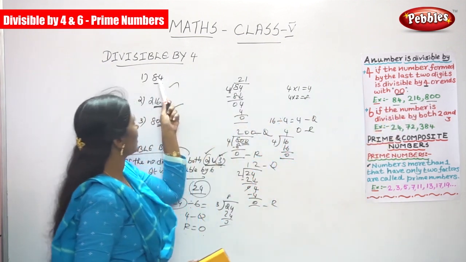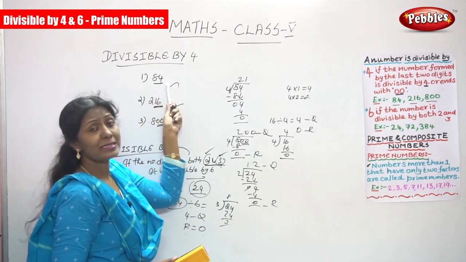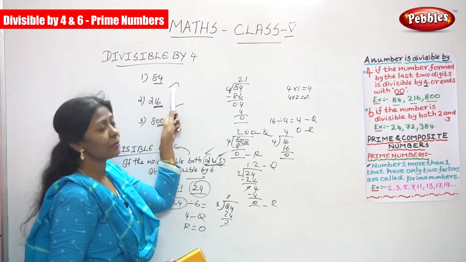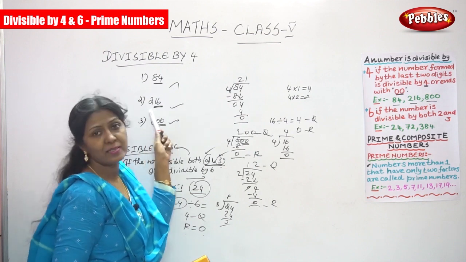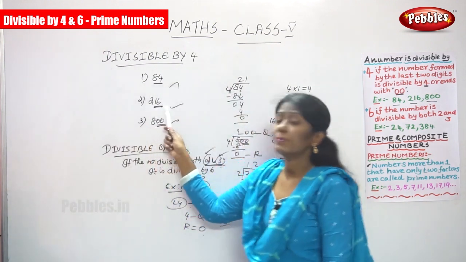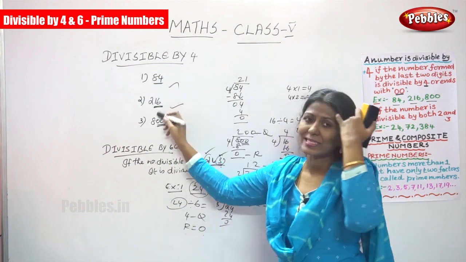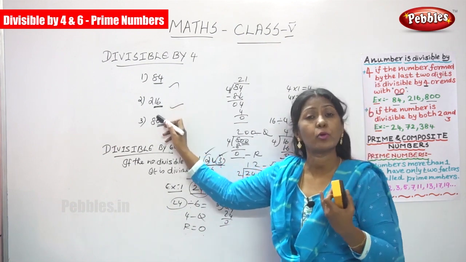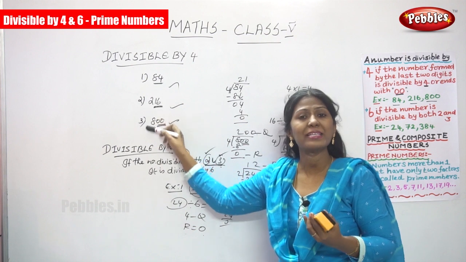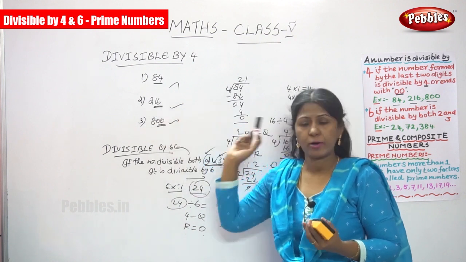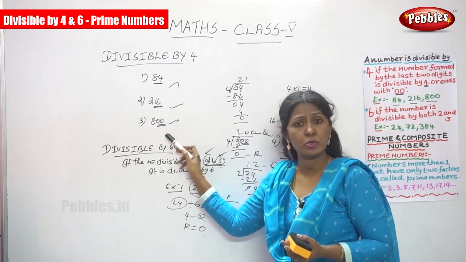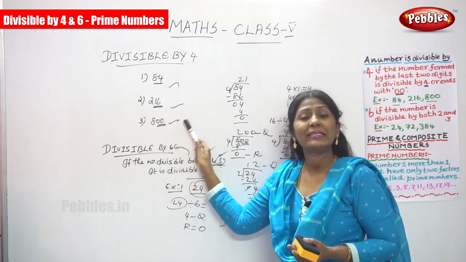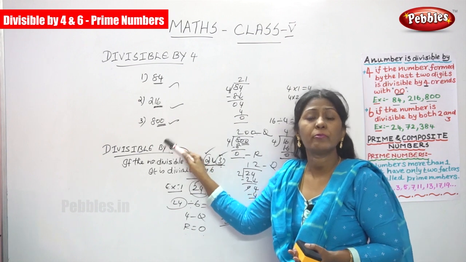I have explained already. 84, the last 2 digits are divisible by 4. So 84 is divisible by 4. The next is 216. 216 is divisible by 4. The last 2 digits, that is 16. 16 is divisible by 4. So 216, the complete number is divisible by what? 4. Next is 800. The last 2 digits end with 0. So automatically this number is divisible by 4.